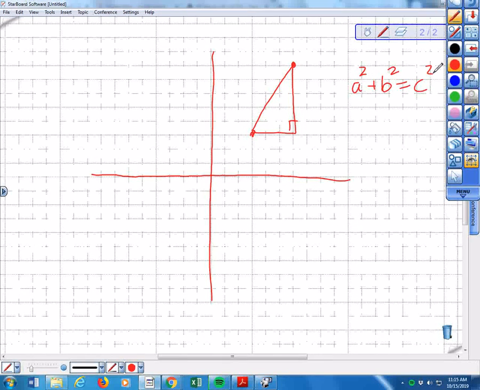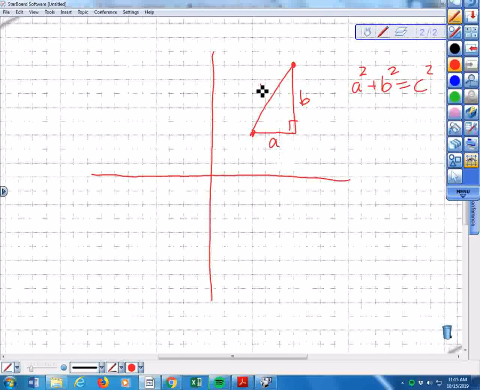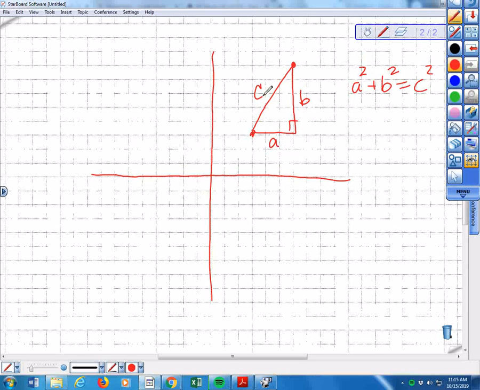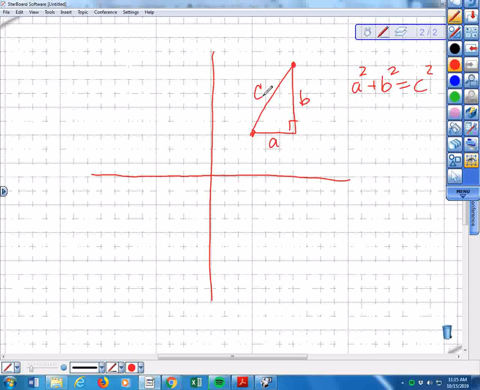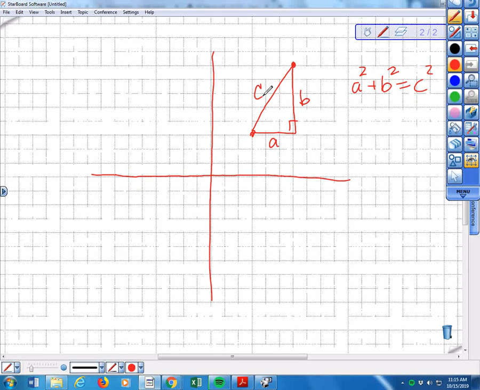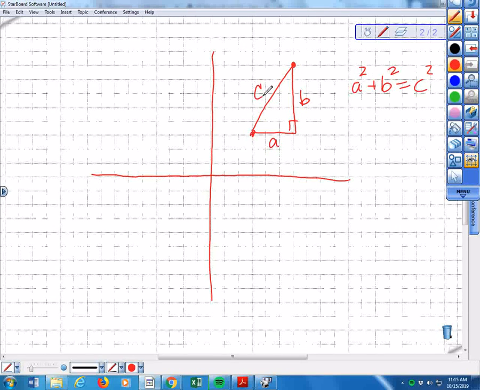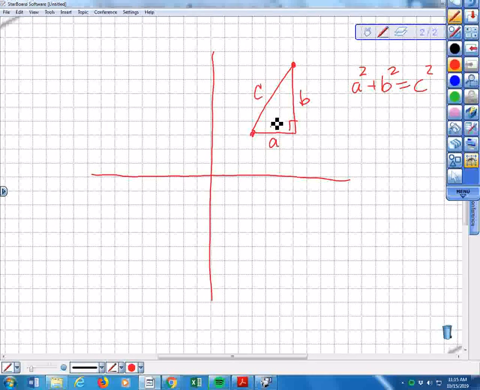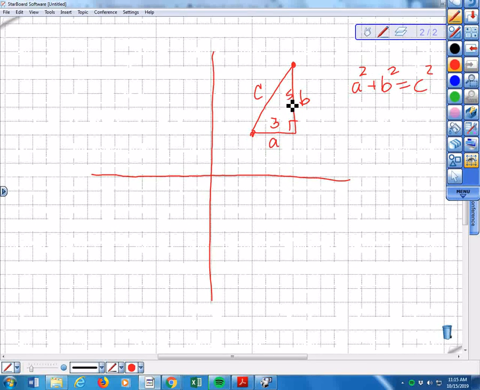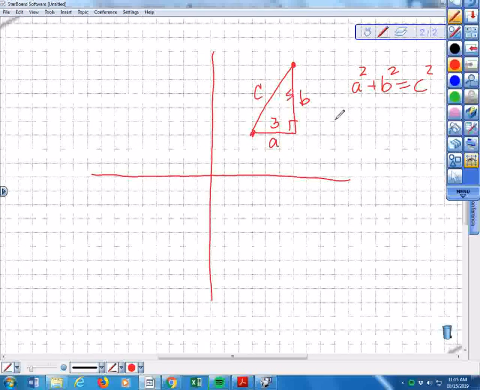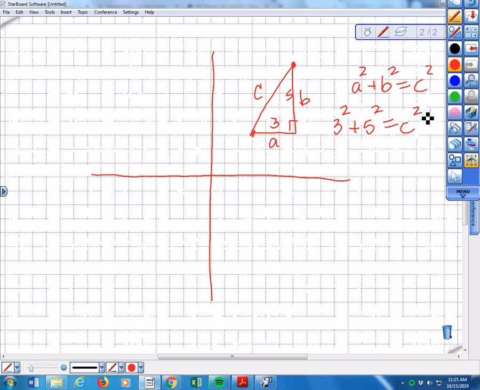Okay, a squared plus b squared is c squared. This is a, this is b, this is c. C is always the hypotenuse. The hypotenuse is the side opposite the 90-degree angle. So if I'm looking at this triangle and I count the distance, this is 3 units, right? And I count the distance, 5 units, then I can just plug it in. 3 squared plus 5 squared equals c squared. Are you with me so far?